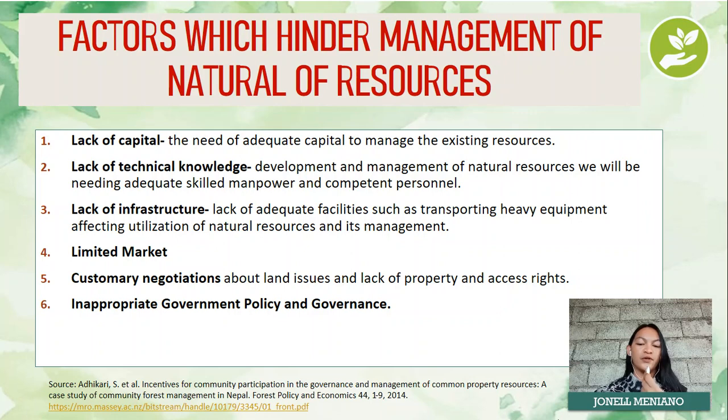The fourth one is the limited market, a market for a particular security in which buying and selling is difficult, usually because a large part of the issue is held by a few people or institutions. The fifth one is customary negotiations about land issues and lack of property and access rights. Sixth is inappropriate government policy and governance.